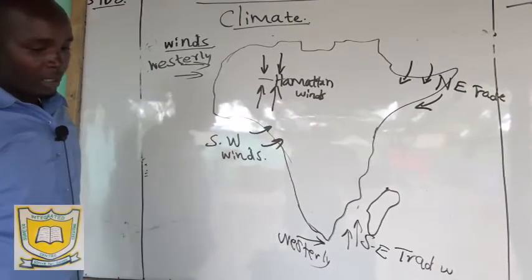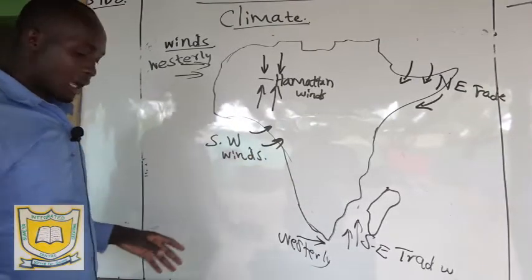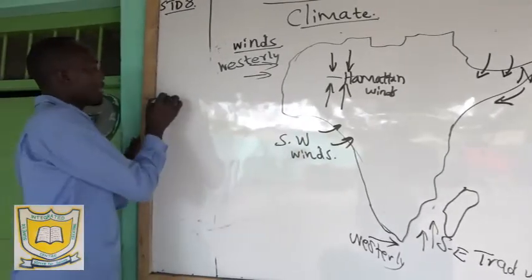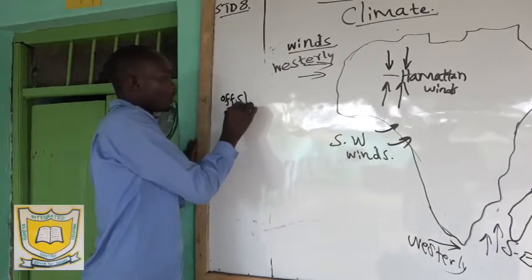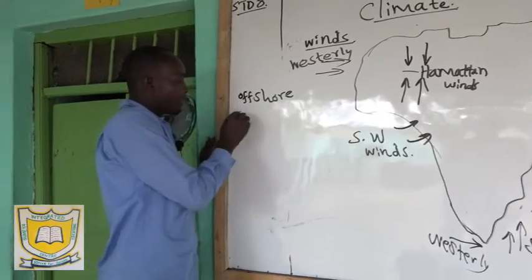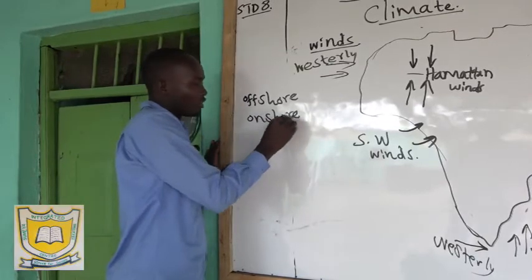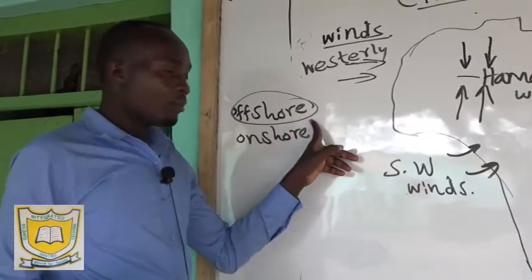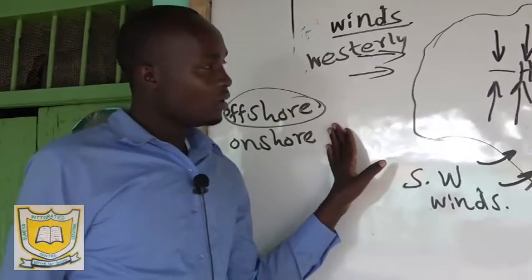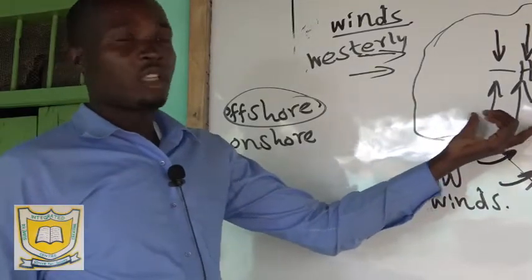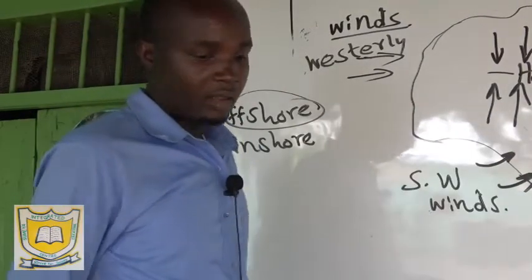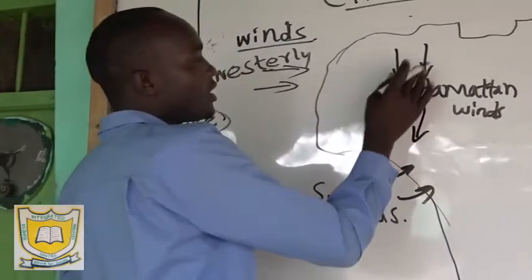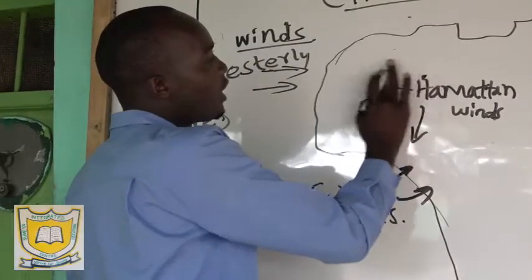Now, when it comes to winds, we have two types of winds. We have what we call offshore winds, and then we have what we call onshore winds. I'll start with the offshore winds. Offshore winds are the winds that blow away from the land to the sea. So if you look at these winds, they are offshore winds. They are originating from the land to the sea. You can see these winds are moving towards the sea.